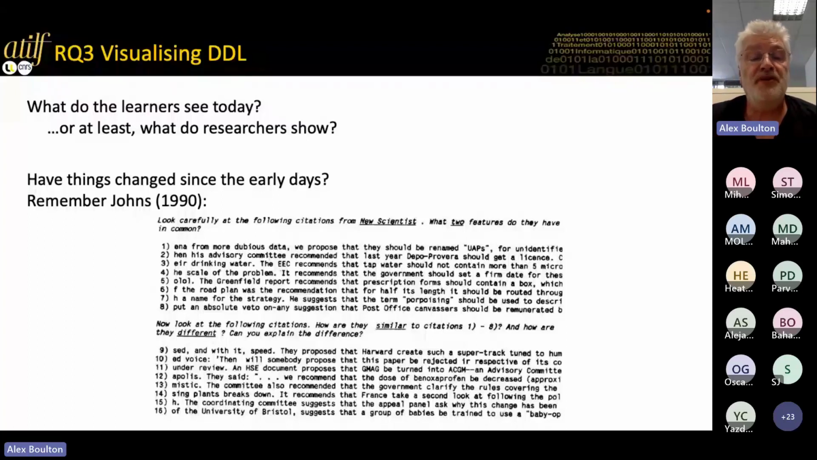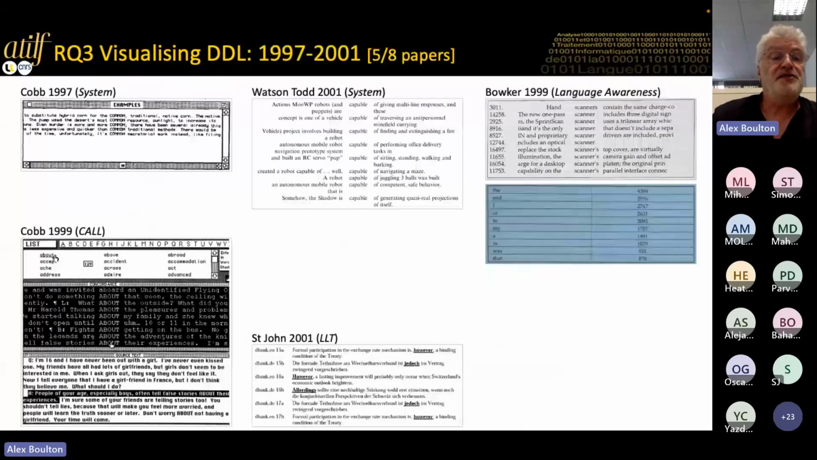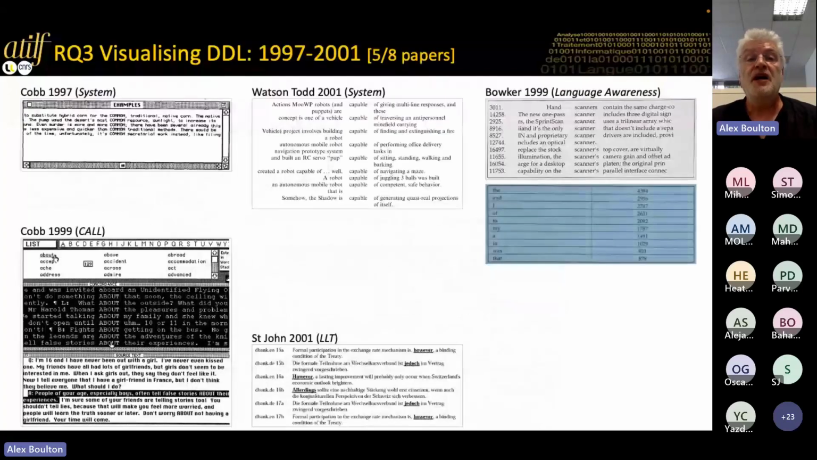Remember, this is what we said DDL looked like in the early days, a computer printout of a keyword in context, the key item in the middle. Has it changed since then? Well, the first 5 years, because this slide here, this paper by Johns wasn't an empirical DDL study, so it wasn't included in our collection. But the first 5 years, there were only 8 papers, and 5 of them included a screenshot. The 2 on the left are by Tom Cobb, and he's using his own software on a small corpus.